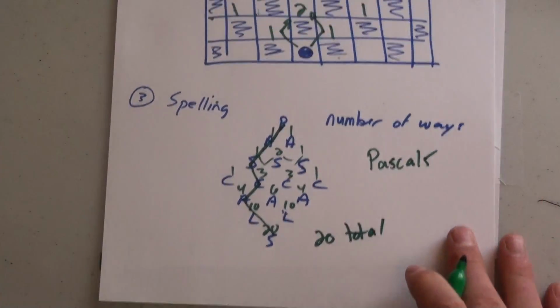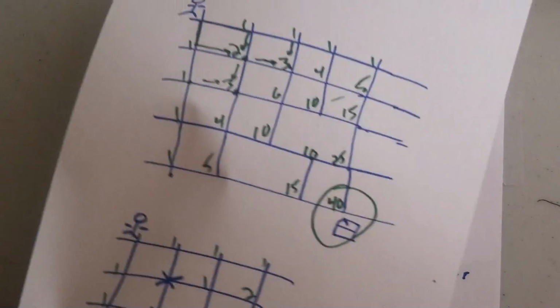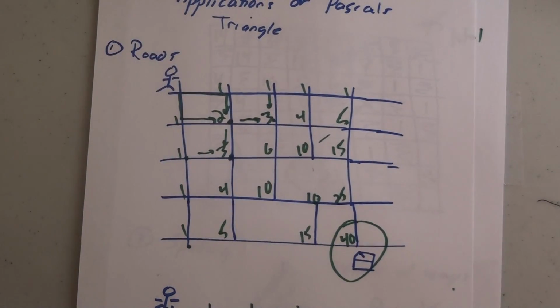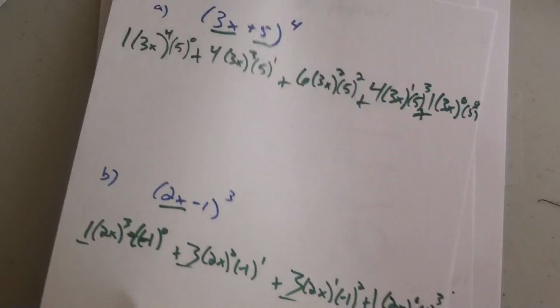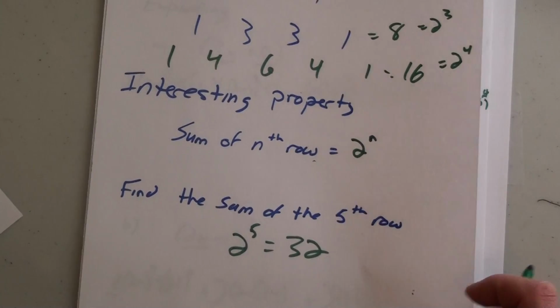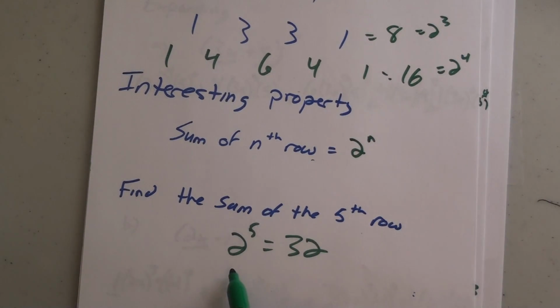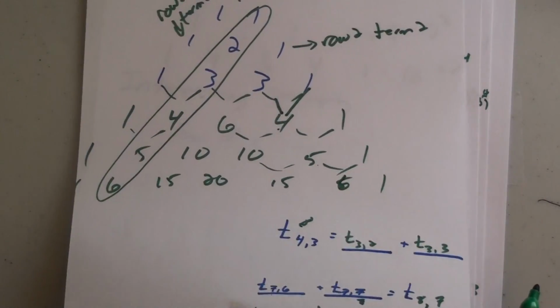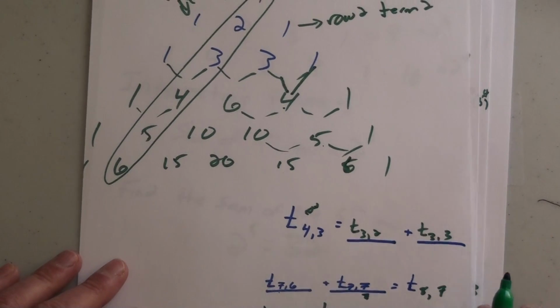These are some of the applications of Pascal's triangle, counting methods. Okay, you can use your expansion of a binomial using the pattern, and then you have the cool property of the sum of whatever row is 2 to the exponent of n, and then actually figuring out what the term is using the little term formulas.